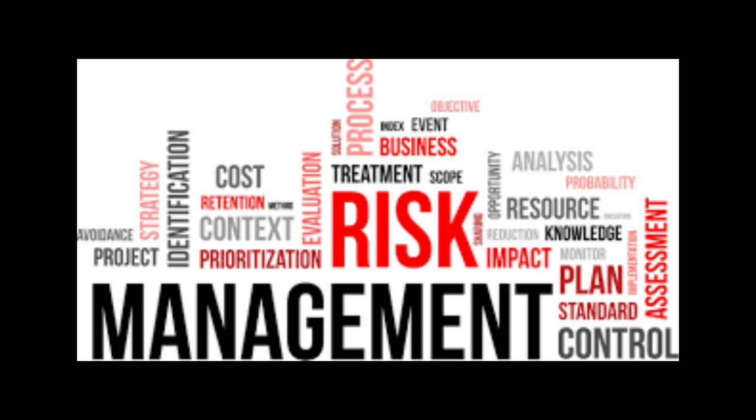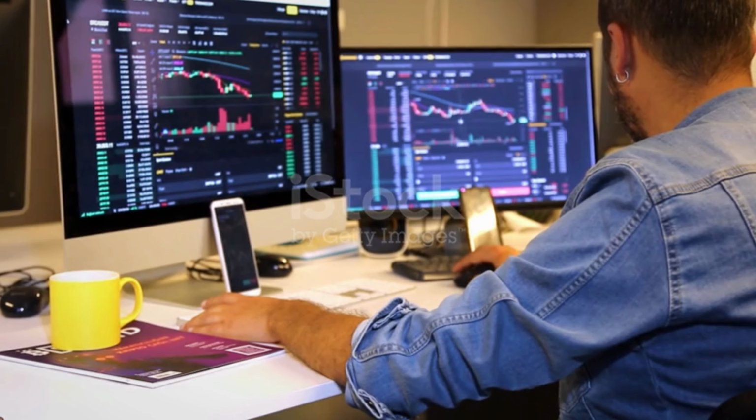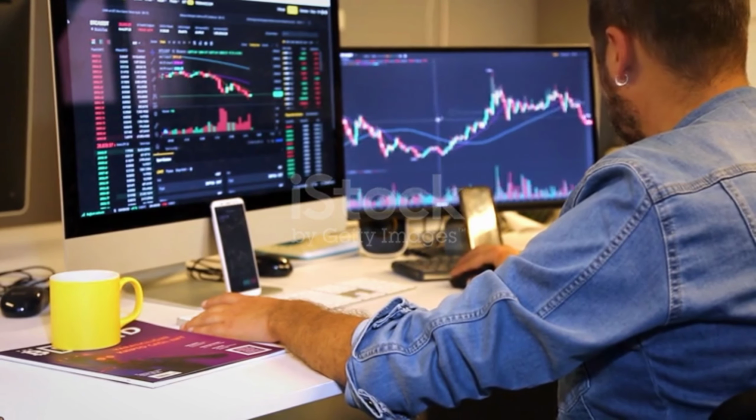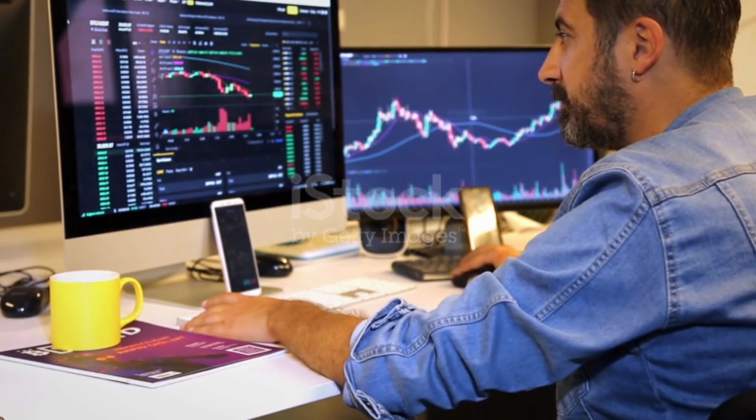4. Risk management. Use a 1-to-2 risk-reward ratio to ensure profitability. Avoid trading during news events, high volatility. Limit trades to only high probability setups.